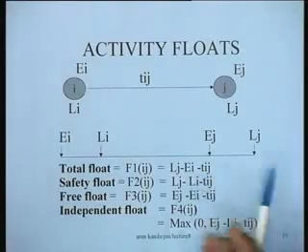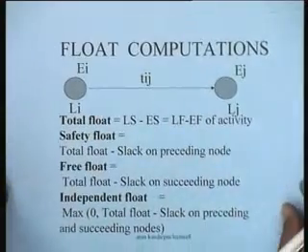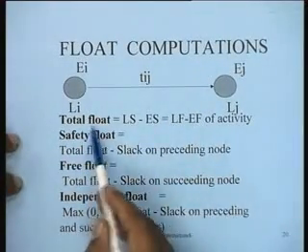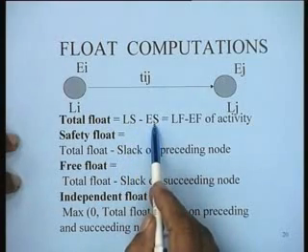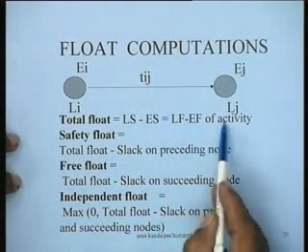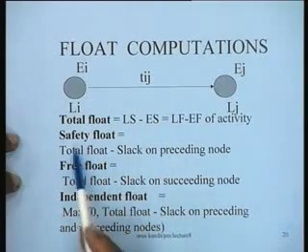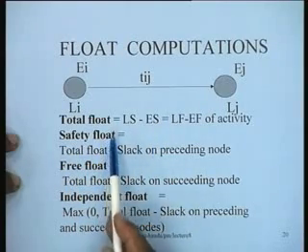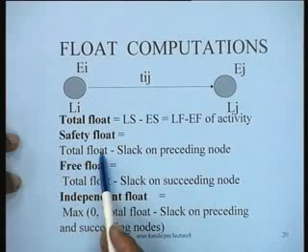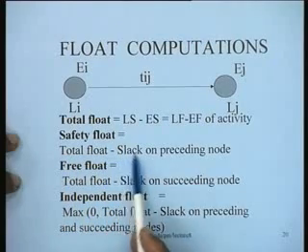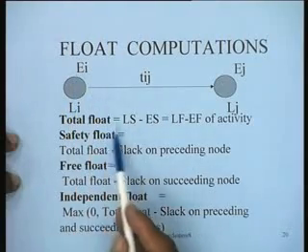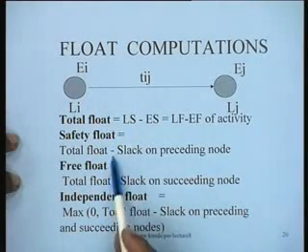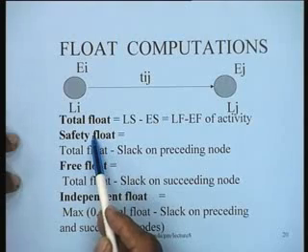For computations of these floats, you can see from these expressions, the convenient form for computation is that the total float is, the way we calculated this, latest start minus early start or latest finish minus early finish of the activity. For computing the safety float, we can simply calculate the total float and subtract from it the slack on the preceding node. That is Li minus Ei. Total float minus slack on preceding node will give me the safety float.